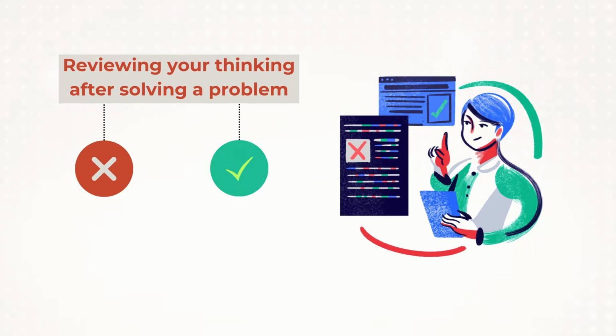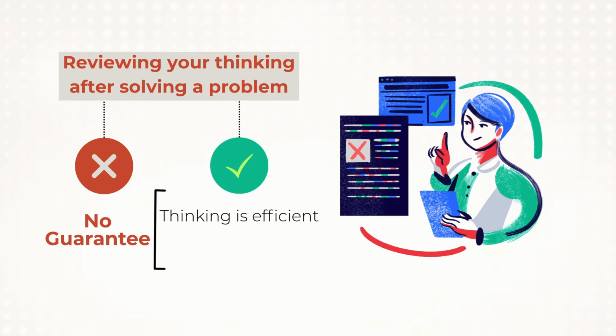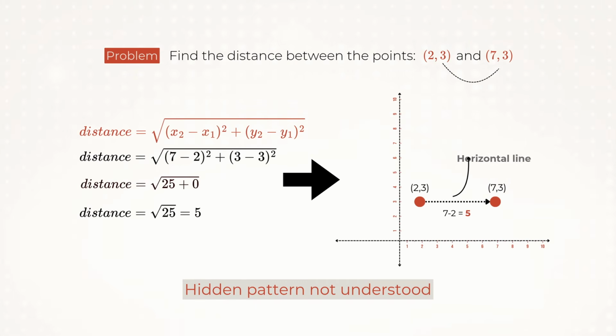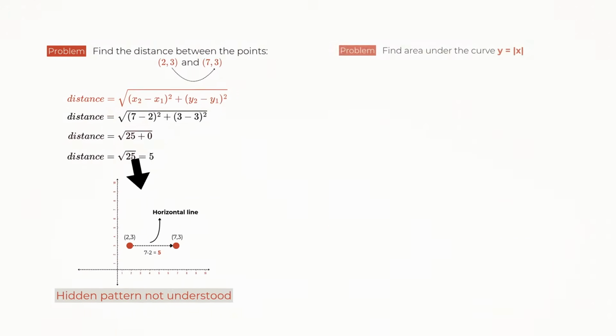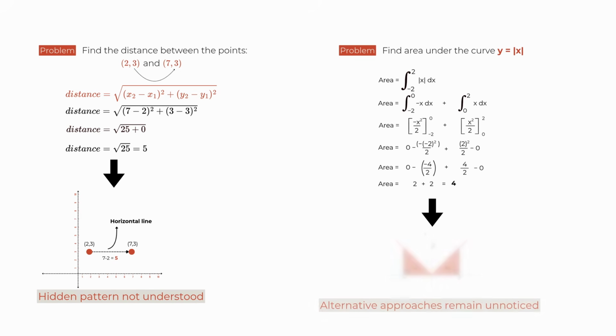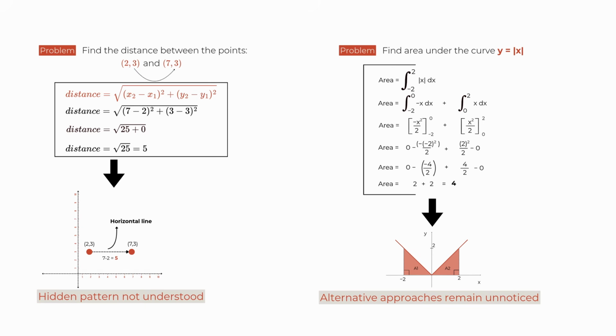Why? Because getting the correct answer does not always mean your thinking was efficient or deeply understood. Like in the examples I showed earlier, sometimes you solve a problem mechanically without understanding the hidden pattern behind it. And sometimes you understand one method so strongly that you stop noticing alternative approaches. Therefore, review why you chose that method after solving a problem.